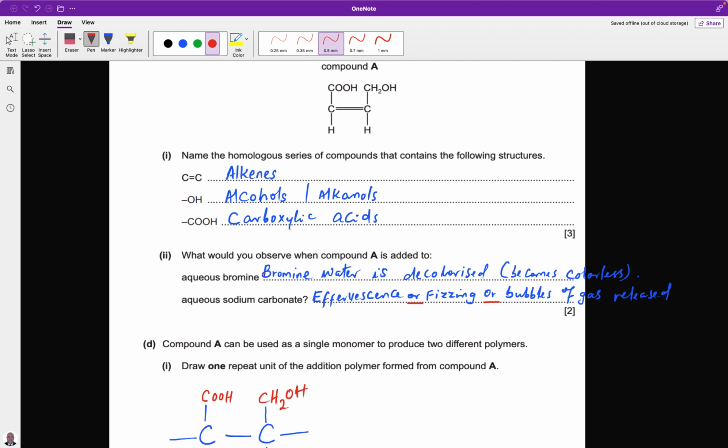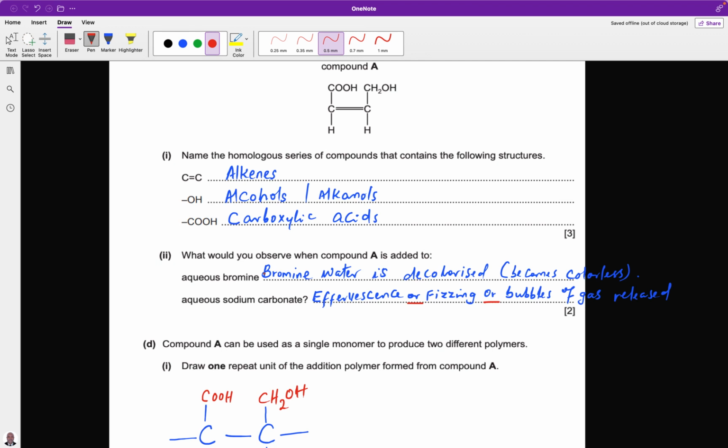For functional group, what is a functional group? A functional group is a group of atoms, like the OH group that we have just seen, like the COOH group that we have just seen, like the C double bond C that we have just seen, that all members of a homologous series have in common.